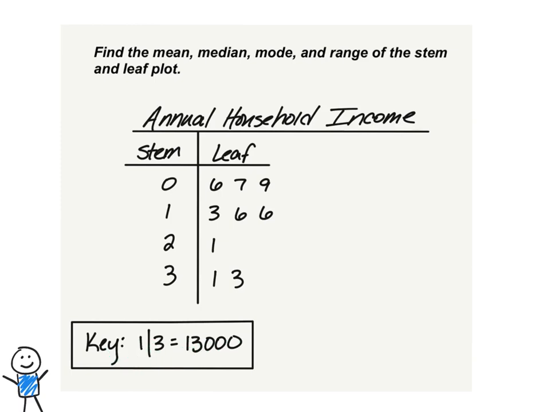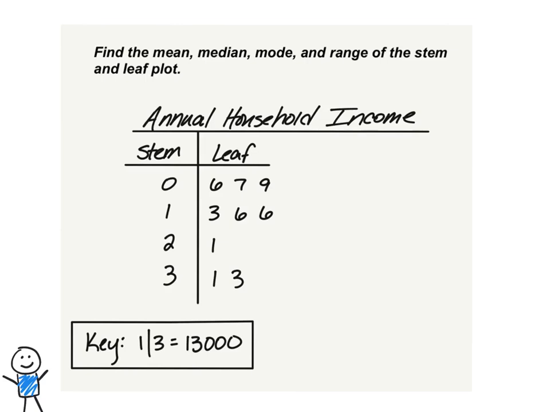For instance, this particular example has the 1 as the stem, the 3 as the leaf. That represents 13,000. So pretty much every one of these leaves, we're going to add 3 zeros to it when we're calculating our data. So let's start with finding the mean.